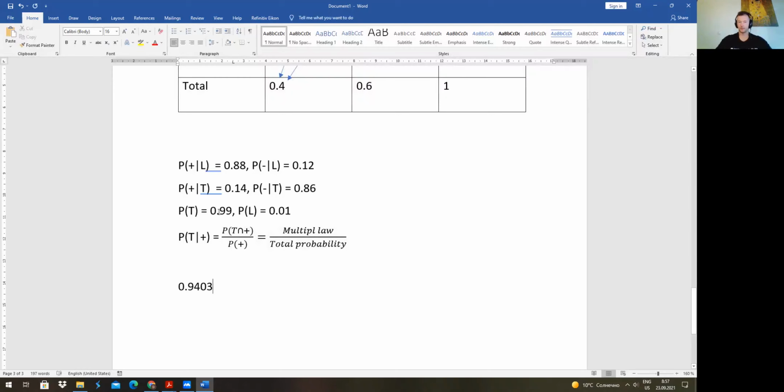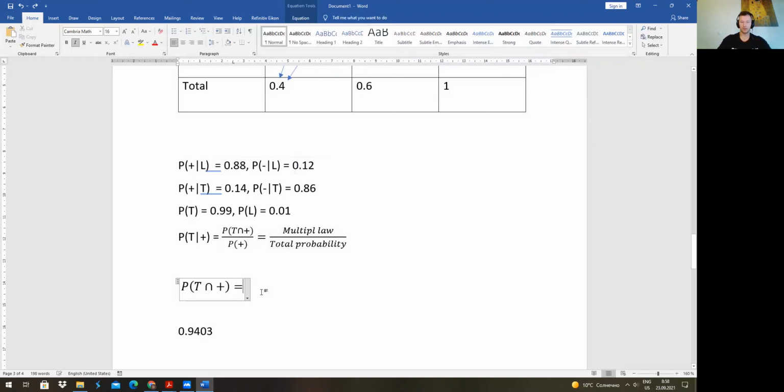Look, try to think about the numerator. I think it's not that difficult. The multiplication law is a straightforward thing. What is the probability of T intersection plus? We need to find some conditional probability of either plus given T or T given plus. We basically have plus given T here, right? This is the first part of the story.